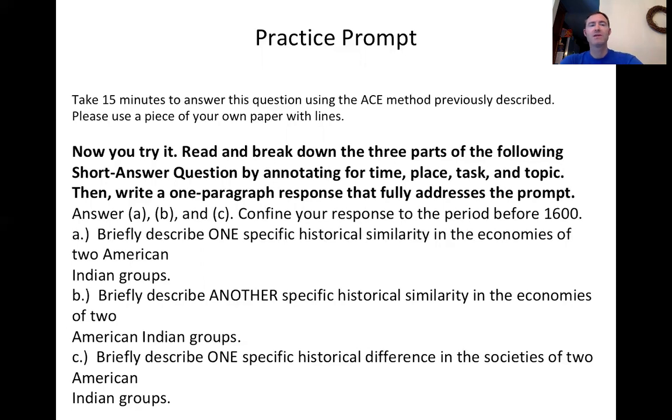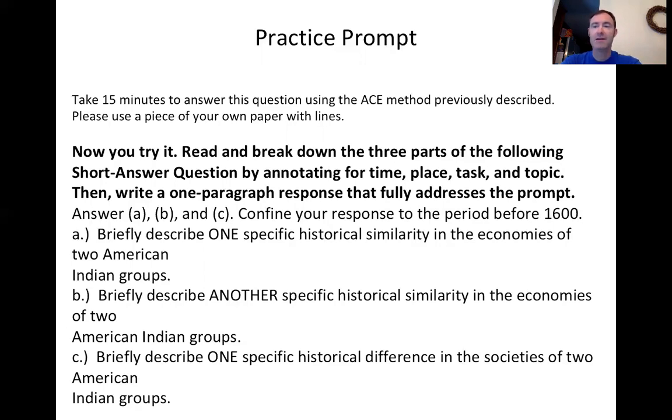Okay, so look what it says. Read and break down the 3 parts of the following short answer question by annotating for time, place, task, and topic. Okay, so again, ACE, you want to use that. Then write a 1-paragraph response that fully addresses the prompt. I didn't put this in there, but label it A, B, and C. You can answer those in whatever order you want. It is not a deal breaker if you do C, A, and B, or B, A, and C, or of course, A, B, and C is probably the best thing to do, okay?